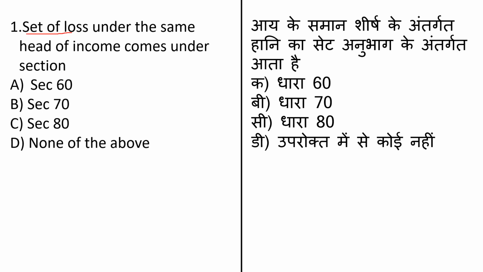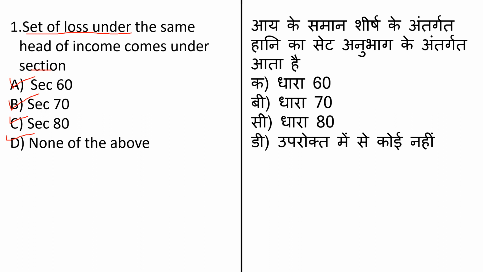The set-off of losses under the same head of income comes under which section? For this, the options given are section 60, second option is section 70, third option is section 80, and last option is none of the above. So here each option given is important because most of the time under the income tax unit you will receive questions on sections. So you have to understand each section properly.